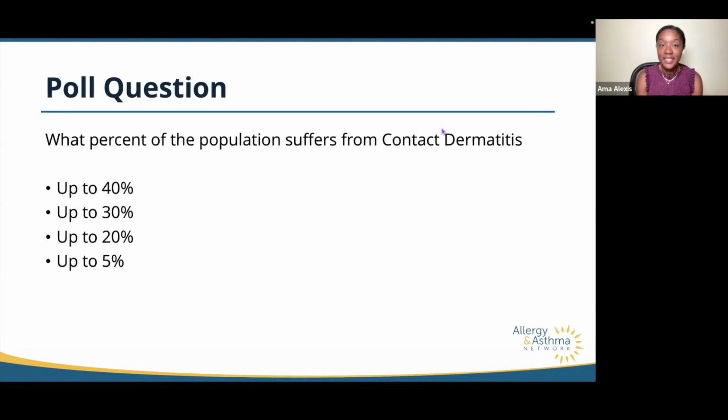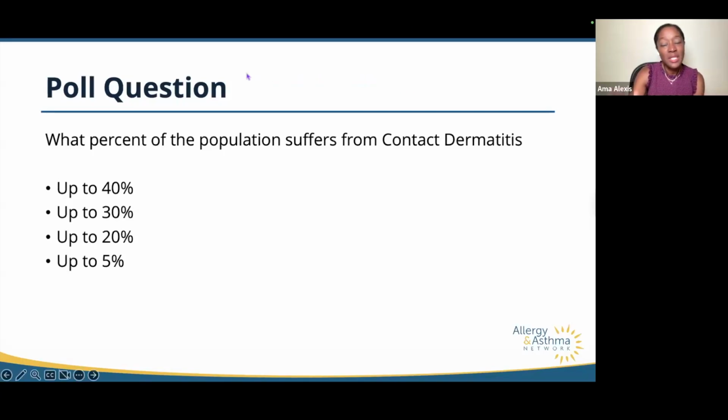Let's see. Well, it's interesting because we're asking about "up to." I give just a number. So let's see what we get there. Oh, it's evenly split, I think. It's evenly split: up to 40, up to 30, and up to 20. I said 20%. So there is something to think about.